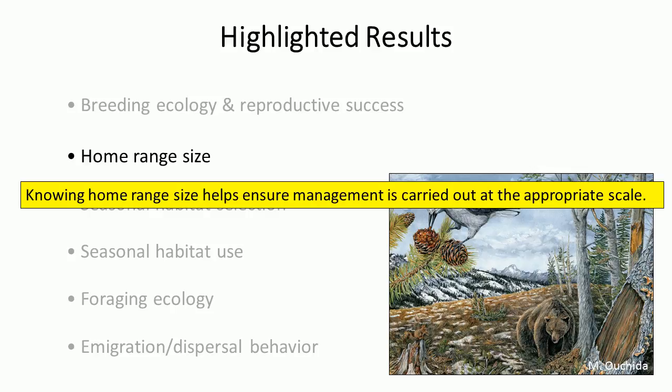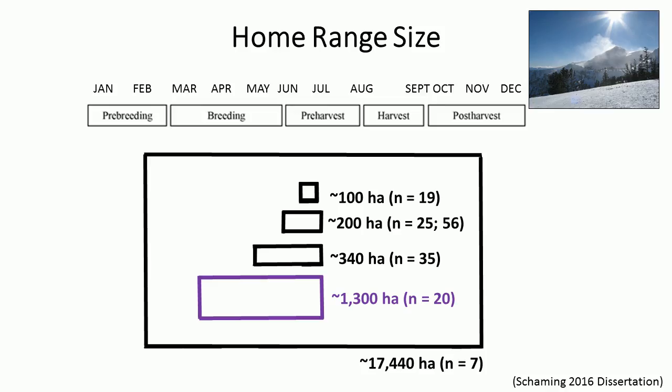Next, looking at home range size. We all know that home range size is important to understand because that really directs the scale at which management is carried out. And this was pretty interesting. First I analyzed all the breeding season data because, once again, the breeding season is such an important part of an animal's life history. And I found that for breeding birds, their average home range size was about 100 hectares. For non-breeding birds during the breeding season, it was about 200 hectares.